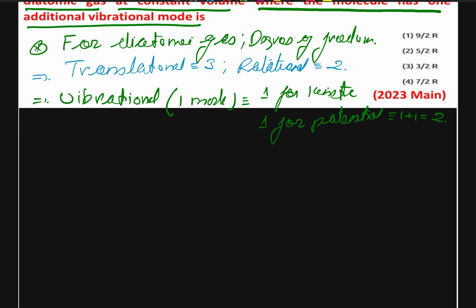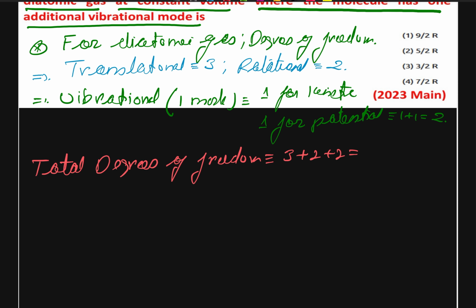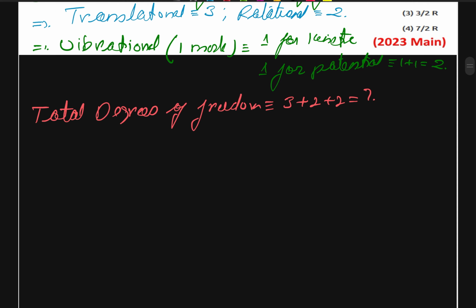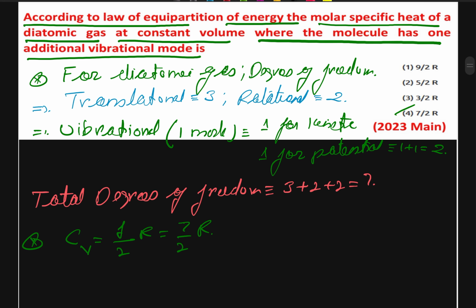Now we can find the total degrees of freedom. Total degrees of freedom will be equal to 3 plus 2 plus 2, which is 7. And we have to find the specific heat at constant volume. It means C_V is equal to f upon 2 times R. So this comes as 7 by 2 times R. So option number 4 is correct.